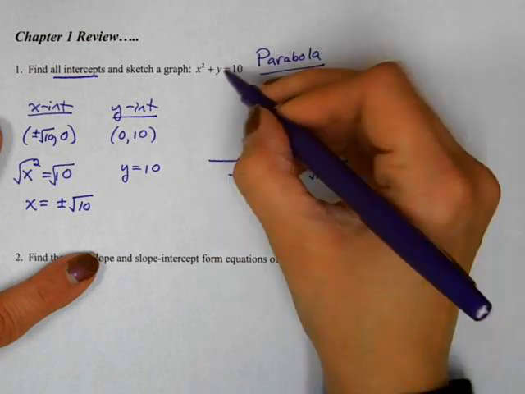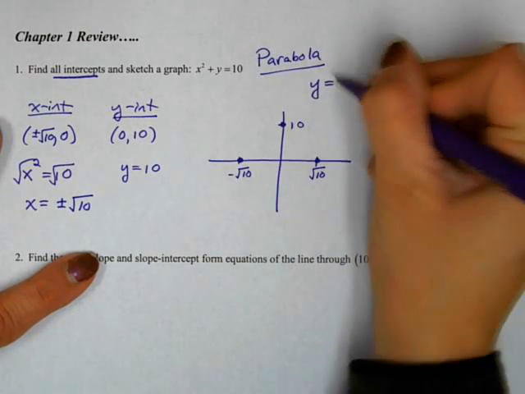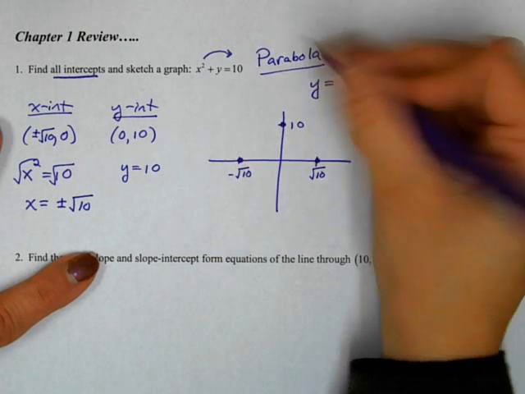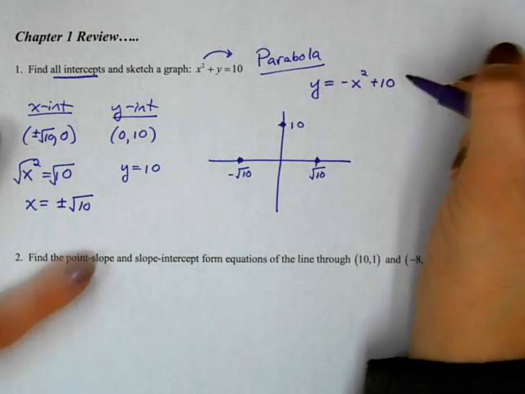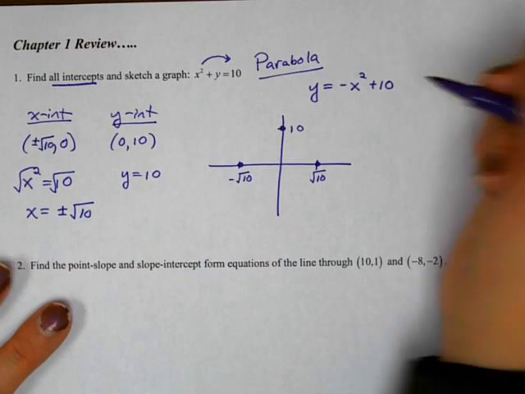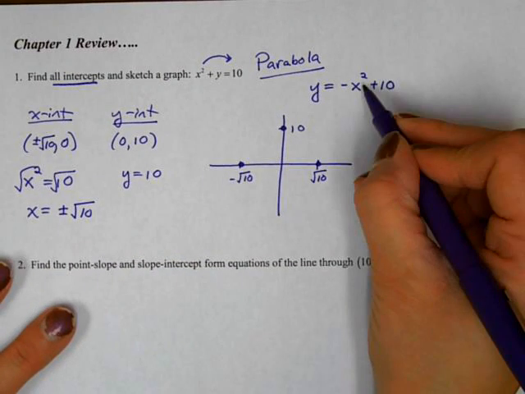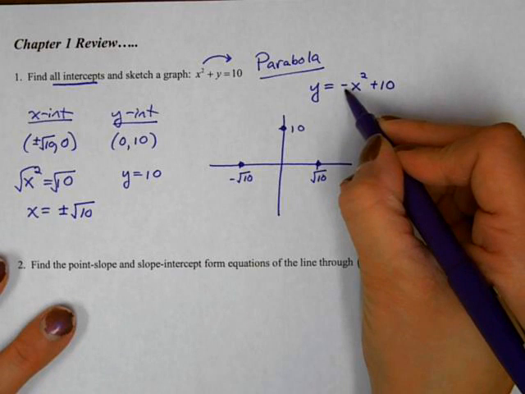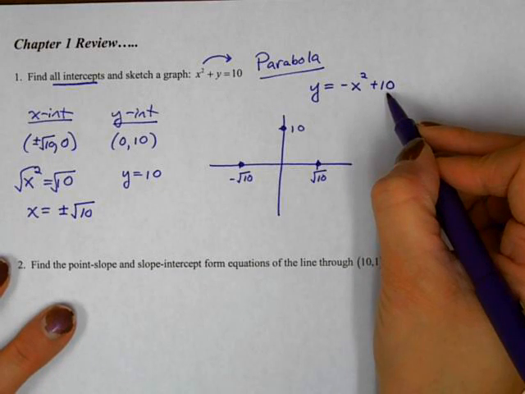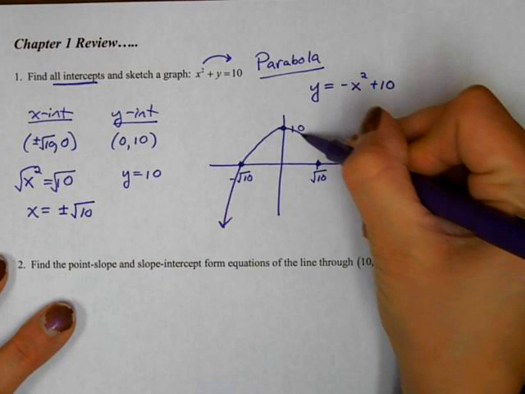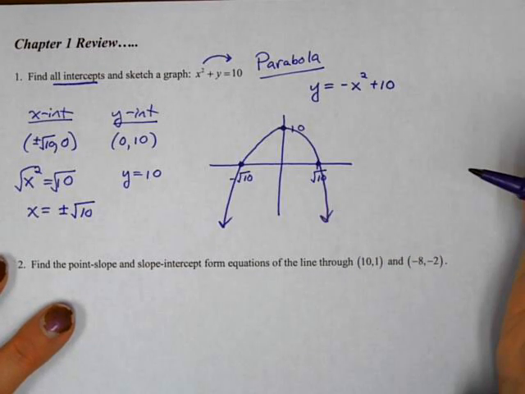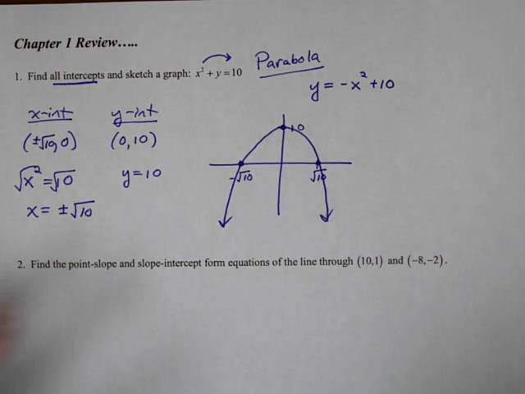If I were to rearrange that and switch x squared to the other side, that would be negative x squared plus 10. So after studying our parabola chapter and the graphing shapes chapter, this is a parabola opening down, shifted 10 units up. So it makes sense that this parabola would be opening down just like this. That's stuff that we studied in Chapter 1. Looks pretty easy now, right?